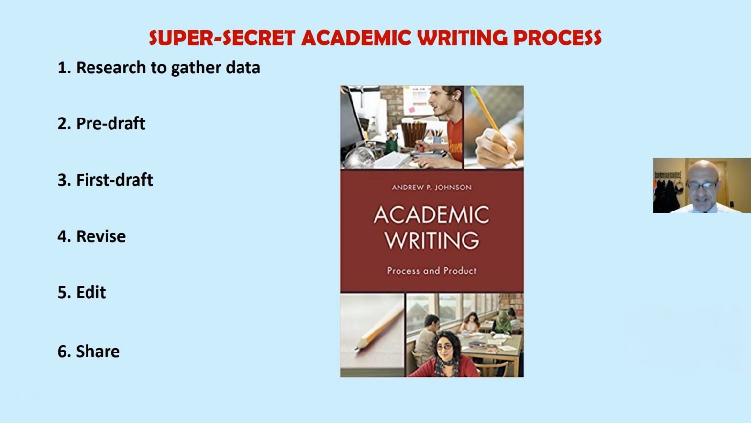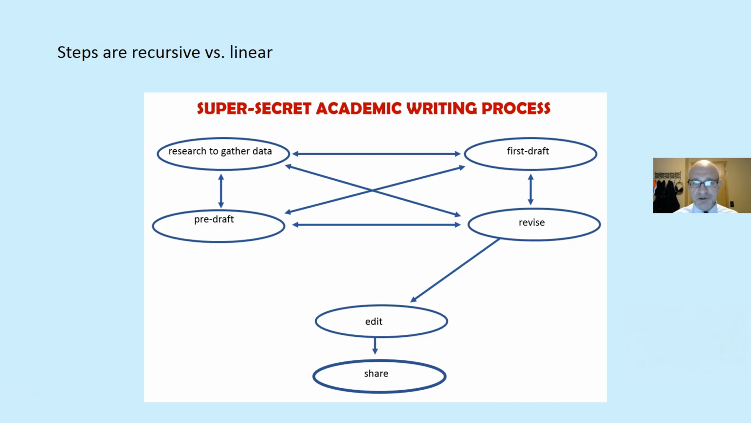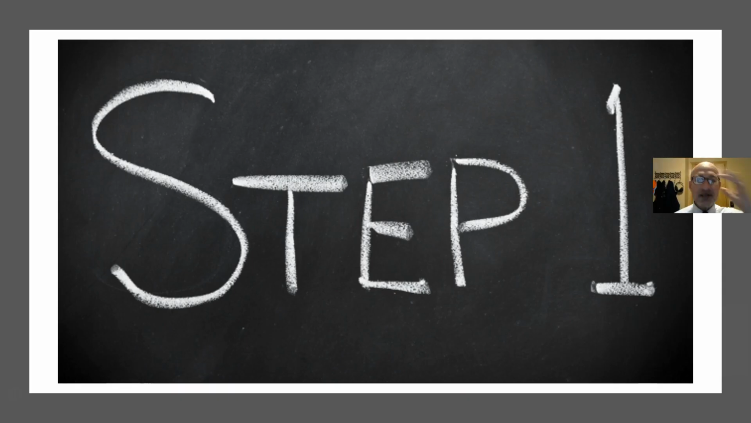Here are the 6 steps to the super secret academic writing process. If you follow the process, anyone can write well. Now, these steps are recursive, meaning you go back and forth, not linear. It's not a formula, but if you follow the steps, you cannot help but write well.